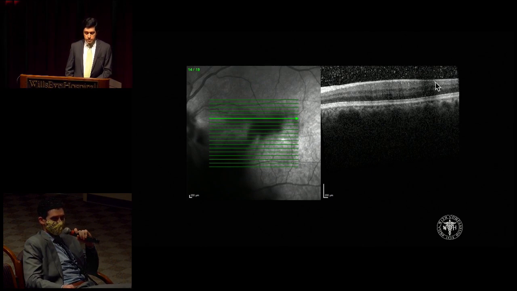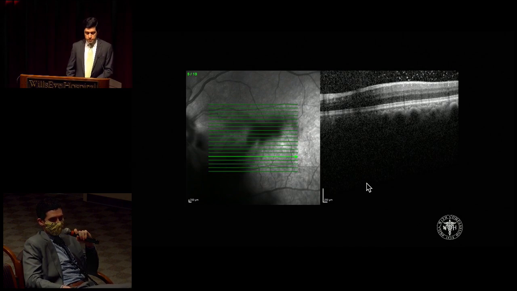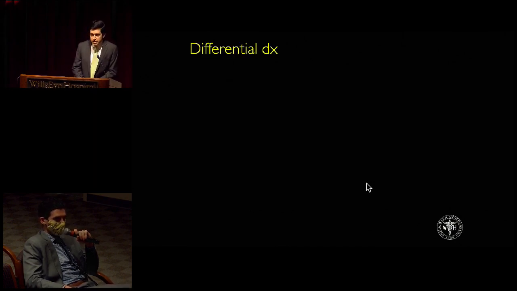Healthy nerve fiber layer, inner retina, outer retina, and choroid all appear to be of normal appearance. And similarly, vitreous opacity here, good foveal contour, no intraretinal lesions. And same on the inferior macula. So given the constellation of our findings here, what would be on your differential?